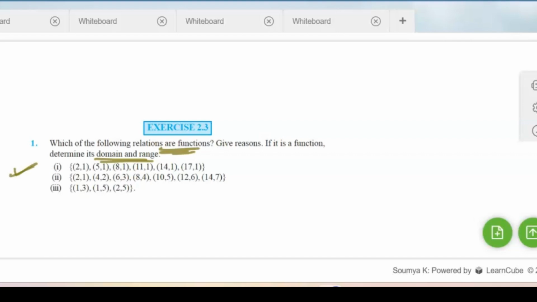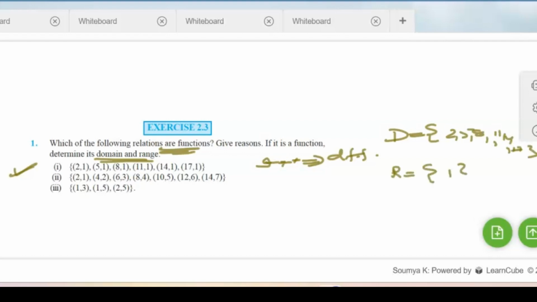The first question says, or you can see from here, it is 2, 5, 8, 11, 14 and 17. For each of them, you have a different output. So inputs are different and outputs may be repeated, but that is okay for a function. What the function's definition says is, inputs should be different, whereas if the output is repeated, no issues. So in that case this becomes a function, and the domain of that function would be 2, 5, 8, 11, 14 and 17. And the range would be 1. So that is what a function is.